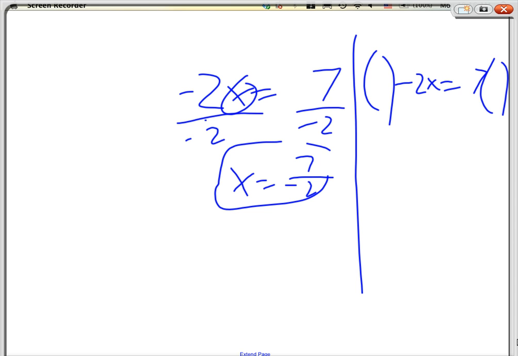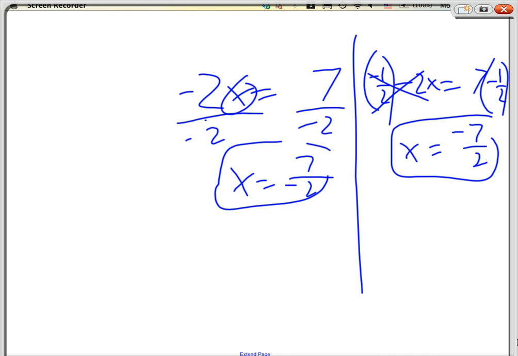And what is the reciprocal of negative 2? Okay, negative 1 over 2. Notice the sign doesn't change, okay? Reciprocal doesn't mean you change the sign. It simply means you flip the numerator and the denominator. So there you have it. This will get canceled. X here is negative 7 over 2, and you get the same answer as well. So it's just a quick review over 2 lessons we covered, okay?